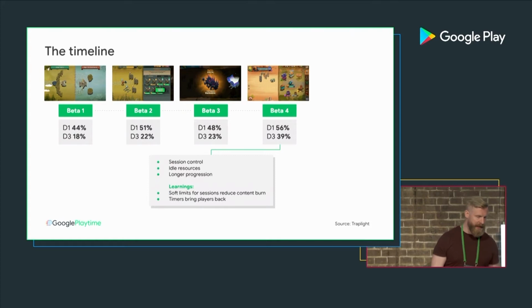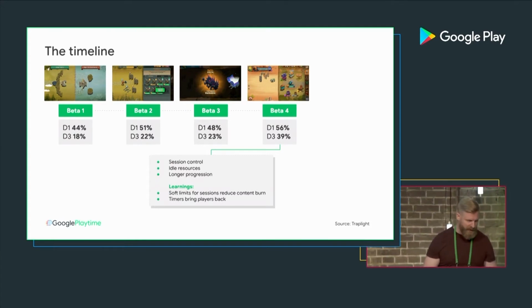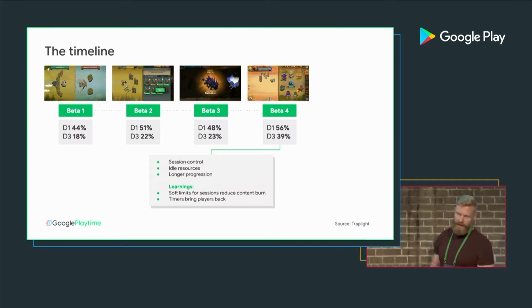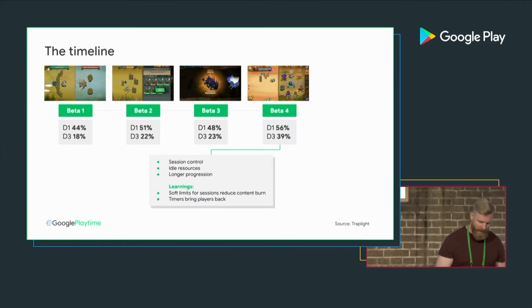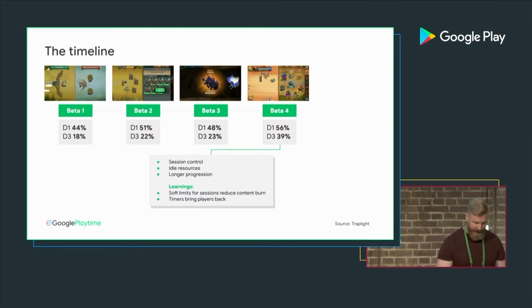But we had a lot of content in the game. After that, we really started to think about how to utilize that content. So we added session control, idle resources, similar things that Adam was talking about. So basically restricting the amount of playtime per session and per day. And with the content we now had in the game, we did a huge jump on D3, almost doubling the D3 at this point.